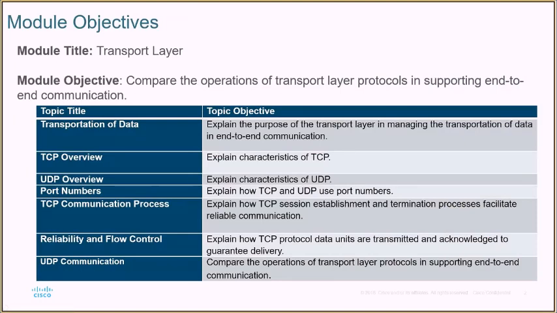We're going to look at the transportation of data and basically the transport layer's contribution to that. We'll look at TCP as an overview. We'll look at UDP as an overview as well. And then we'll look at port numbers, which are pretty consistent between TCP and UDP. We'll look at the TCP communication process, how it does reliability and flow control, and then we'll talk about how UDP communicates. And that's a lot less complex.